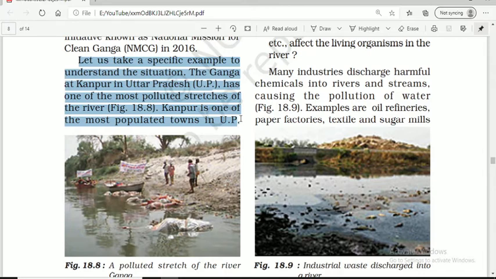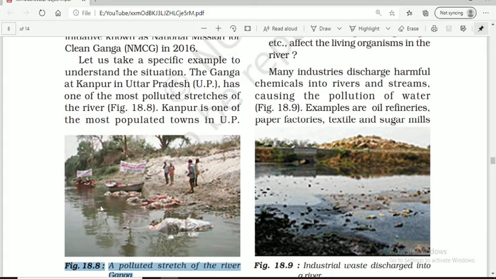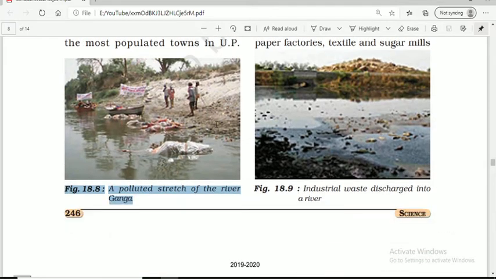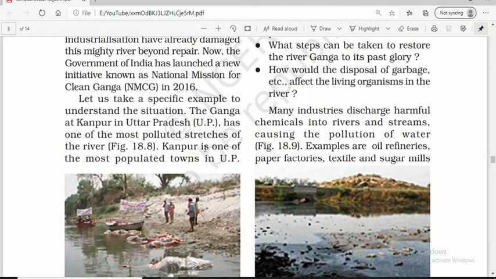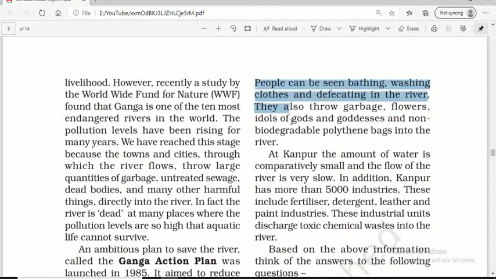So the Ganga at Kanpur in Uttar Pradesh has one of the most polluted stages of the river, as you see in figure 18.8, a polluted stage of the river. So that much pollutant is here. You can see in this image, 18.8. So Kanpur is one of the most polluted towns in UP. If you talk about UP, it is the most polluted town in Uttar Pradesh. So people can be seen bathing, washing clothes and defecating in the river.